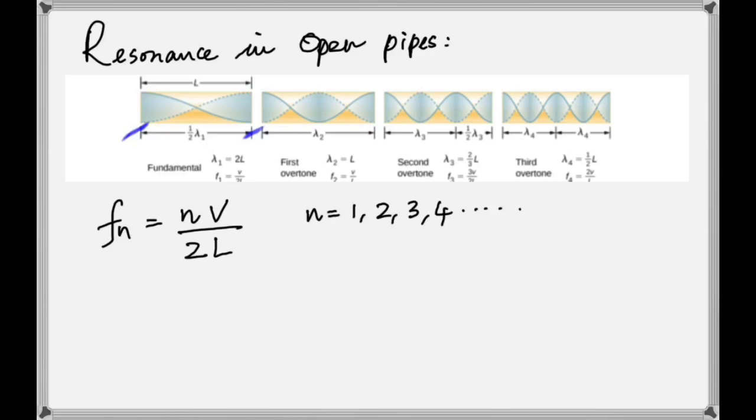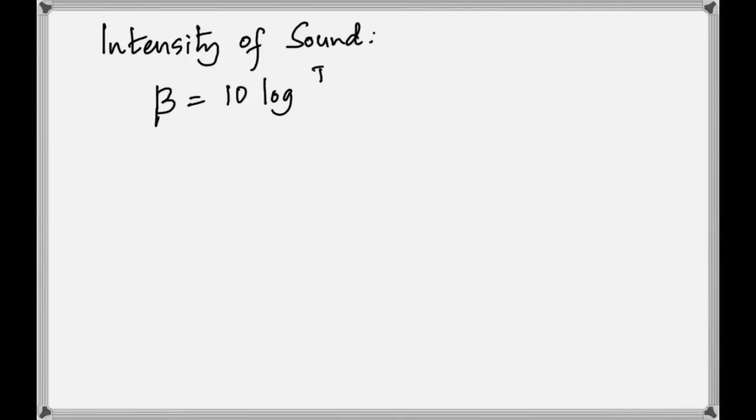Remember, this is a review and I'm going fast, because of that fact. Intensity of sound could be expressed in decibels, and this is the equation used to convert watts per meter squared into decibels.